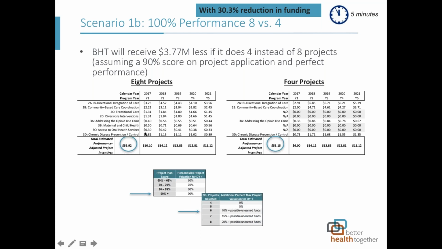At the left, you see 8 projects with 100% success. Now on the right, if we only choose 4 projects and we succeed at 100%, we are only at about $53 million. So that's about $3.77 million that we would leave on the table and be unable to earn. So that's, you know, that's sort of the downside.